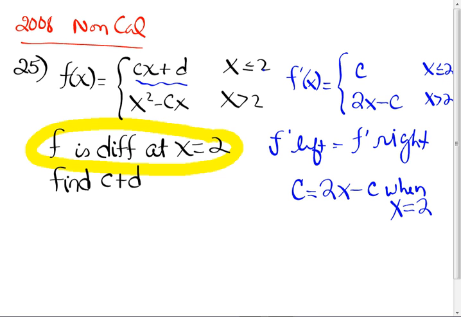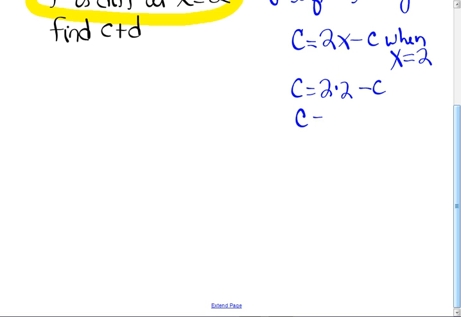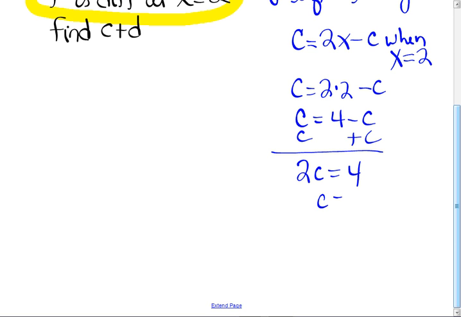Does that make sense? At 2, these two derivatives must be the same. I'm looking to find an equation so I can figure out what c and d are. Well, differentiable tells me a lot. It means the derivative of the left side equals the right side. So c equals 2 times 2, because I want to have it match at 2. That's right. I get c equals 4 minus c. Add c to both sides. So 2c equals 4, and c equals 2.